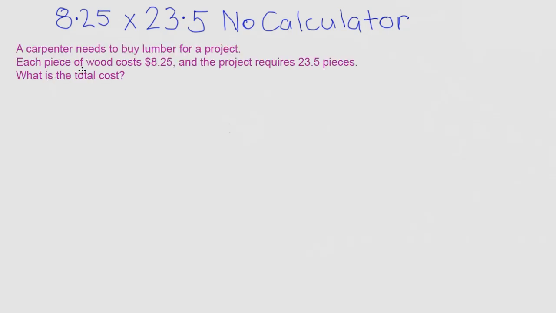A carpenter needs to buy lumber for a project. Each piece of wood costs $8.25, and the project requires 23.5 pieces. What is the total cost? In this case, we have to multiply these pieces by this amount. It's quite simple, and I'll show you how.